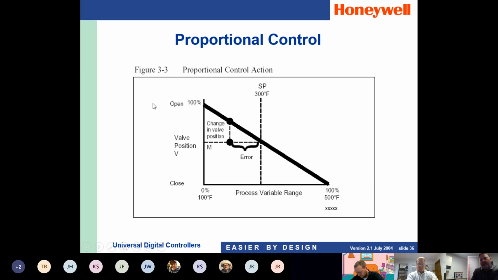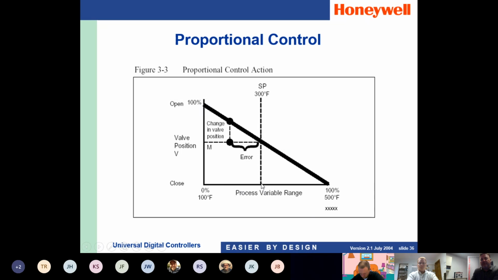The next that we talked about was proportional control. Now, if we put proportional control on a graph with the process variable at the bottom and the output of the controller on the left-hand side, you can see now that the transition from on to off is very linear from 0 to 100%.